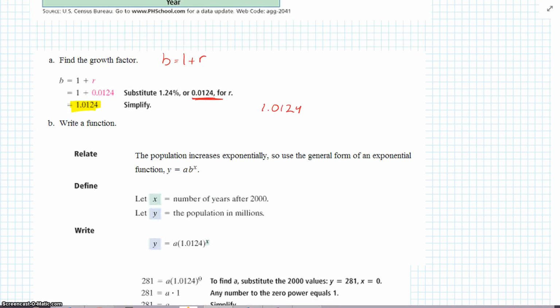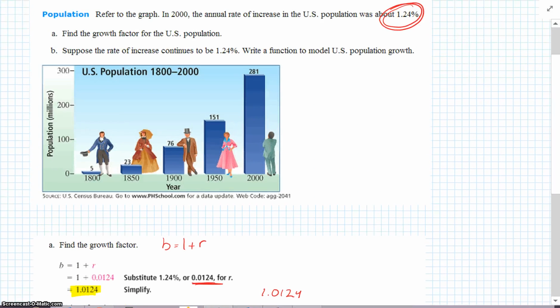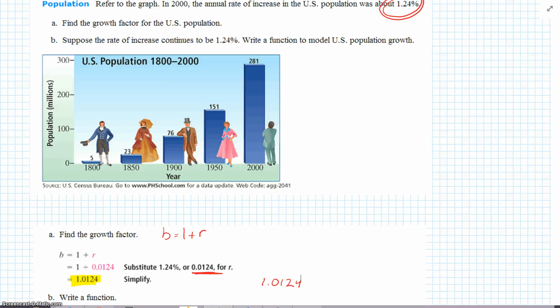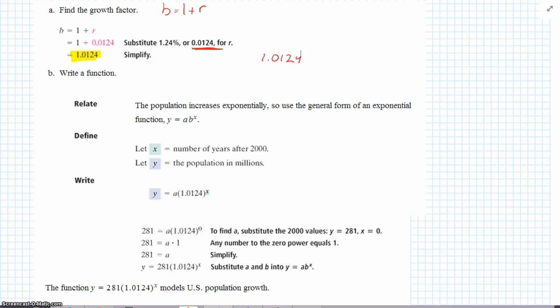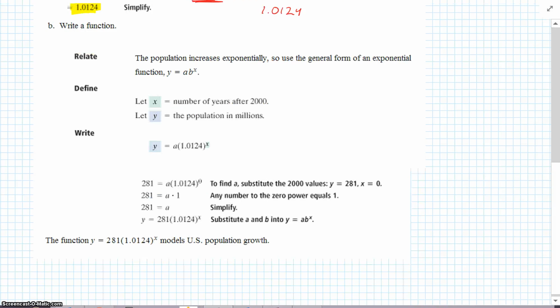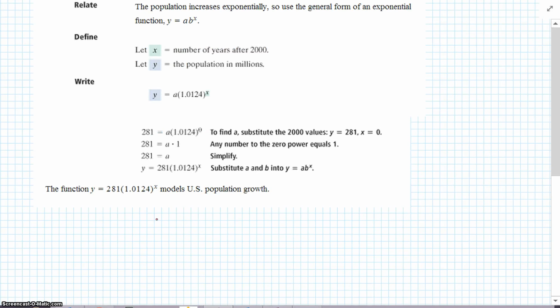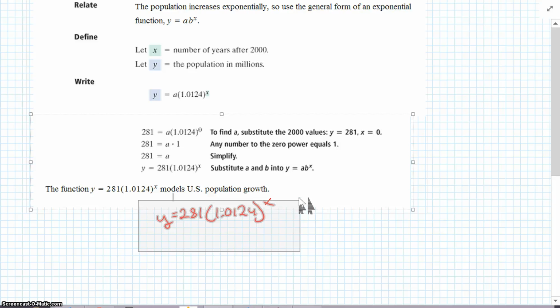So where did we get 281 and where did we get x from? Well, in 2000, the population was 281 million. So x is our years. So we made x equal to 0 and we made the outcome equal to 281. So our function is nothing more than y equals 281 times 1.0124 to the x power. Okay, remember that.